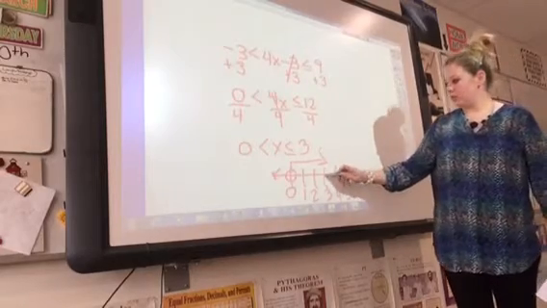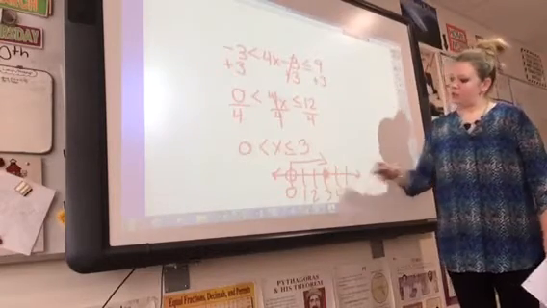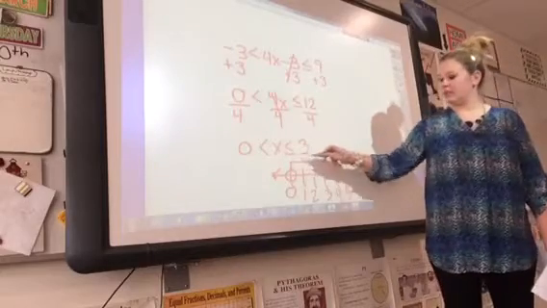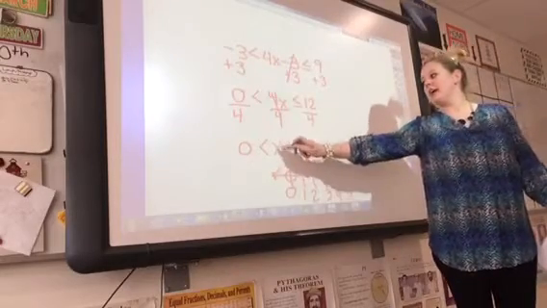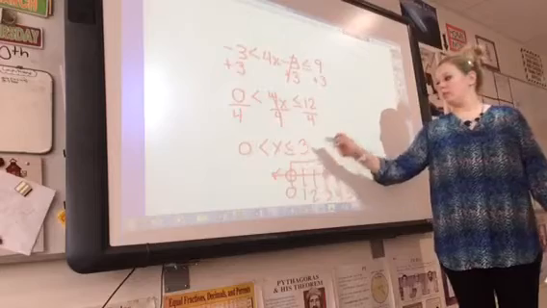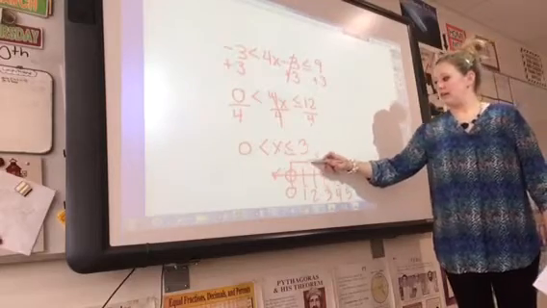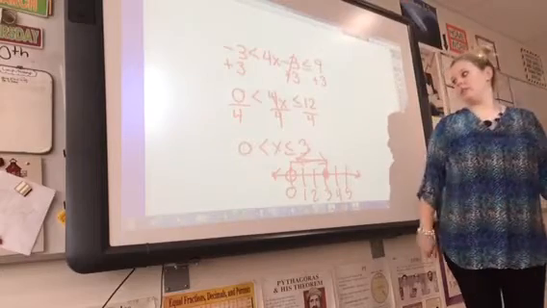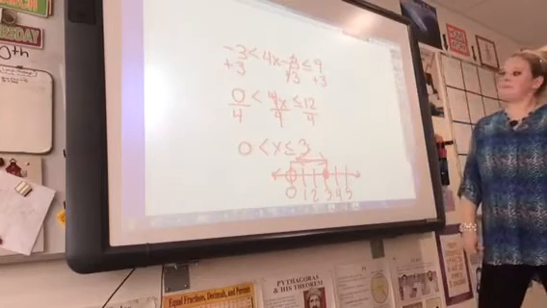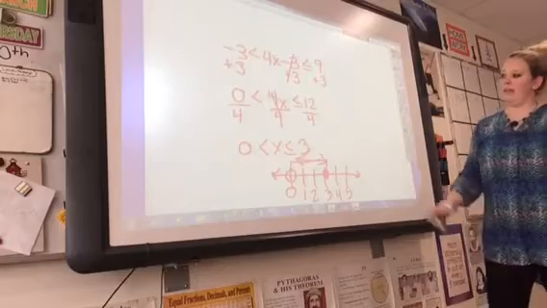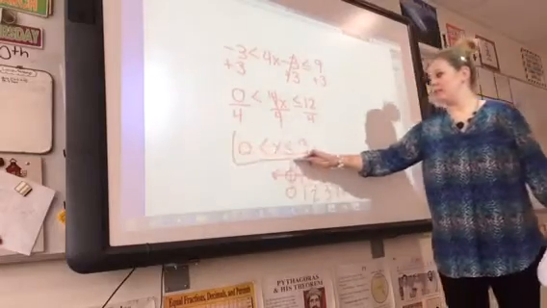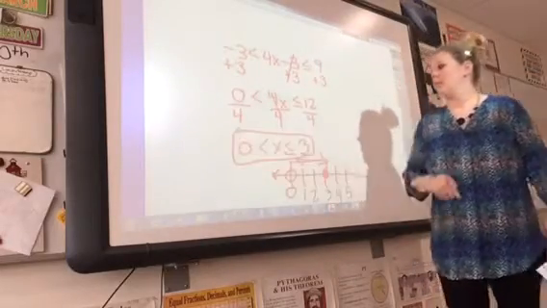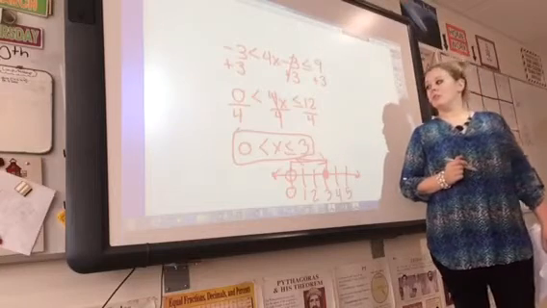Then we have a closed circle at 3 because the line's underneath. And this reads x is less than or equal to 3. So that's less than, to the left. So the arrows are going to go towards each other. Okay? So that would be your number line. And this would be your answer. Okay? Questions on this one?